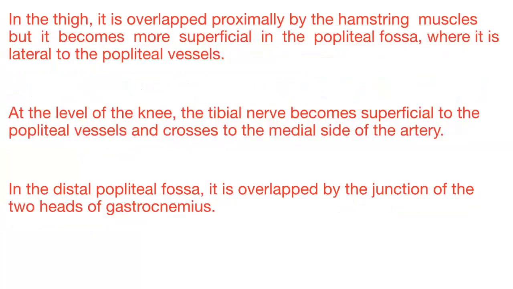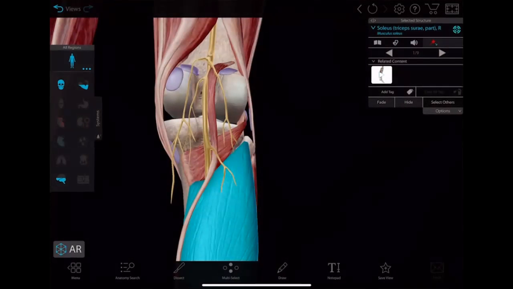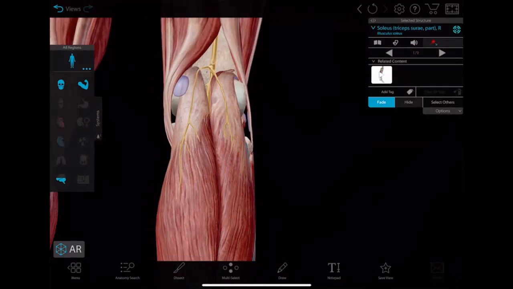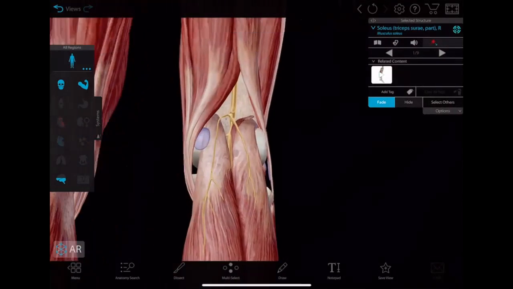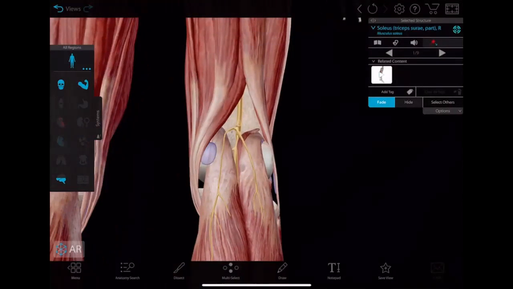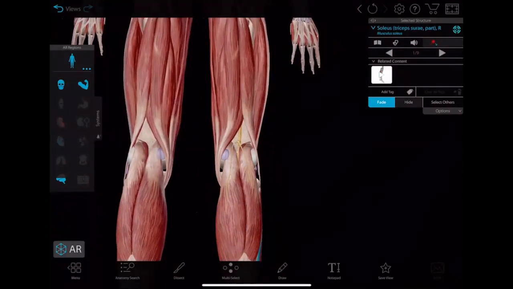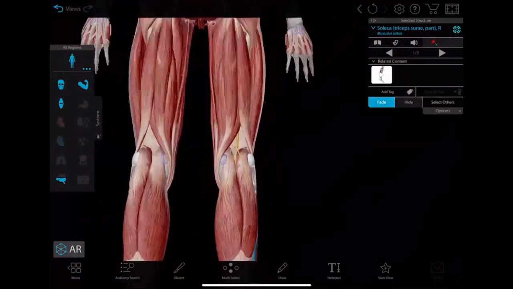In the thigh, it is overlapped proximally by the hamstring muscles and it becomes more superficial in the popliteal fossa. So if you see all muscles, it is more superficial only in the popliteal fossa, right? So it is superficial in the popliteal fossa, whereas in the thigh it is covered by the hamstring muscles.